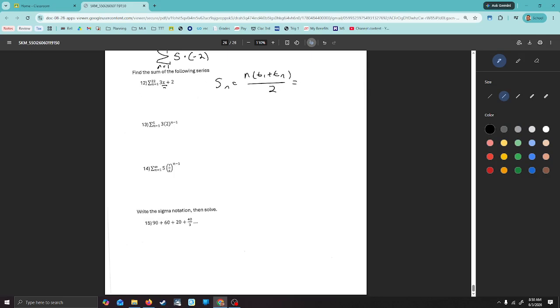So you got to figure out what n is. That's 22. You got to figure out what T1 is. So you plug in 1. So 3 times 1 plus 2 equals 5. And you got to figure out what Tn is. So I got to plug in 22. So 3 times 22 is 66 plus 2, 68. So it's going to be 22 times (5 plus 68) divided by 2.